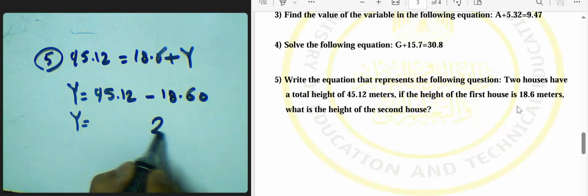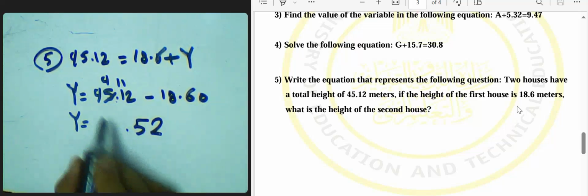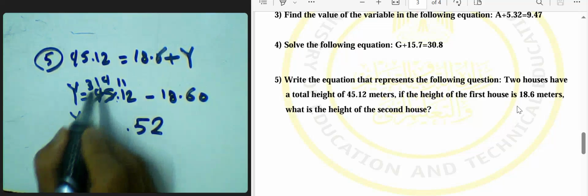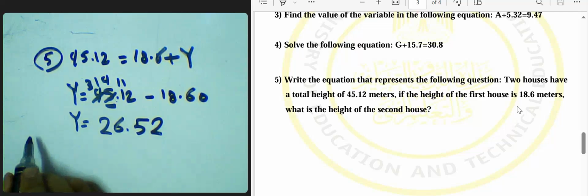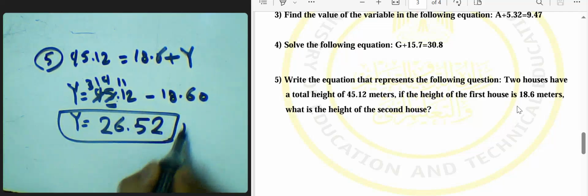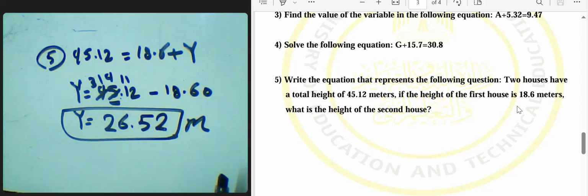0, 2 minus 0 equal to... 1 minus 6, we can't do it. 11 minus 6 will be 5, and 4 minus 8, we can't do it. 14 minus 8 will be 6, and 3 minus 1 equal to 2. Then the height here will be 26 and 52 meters.